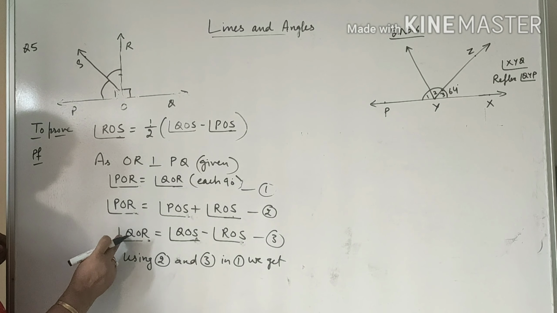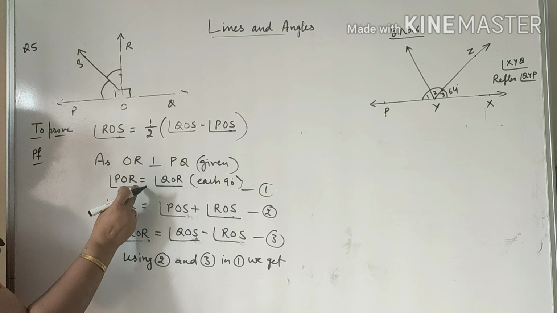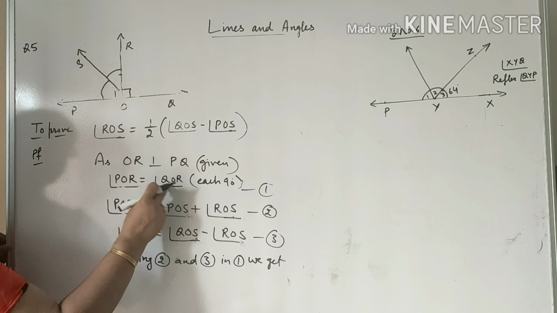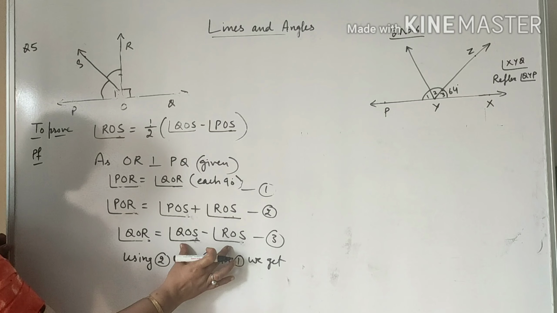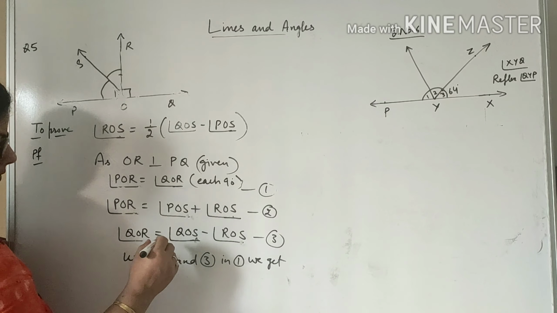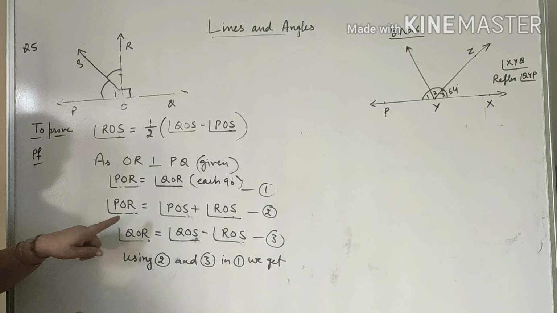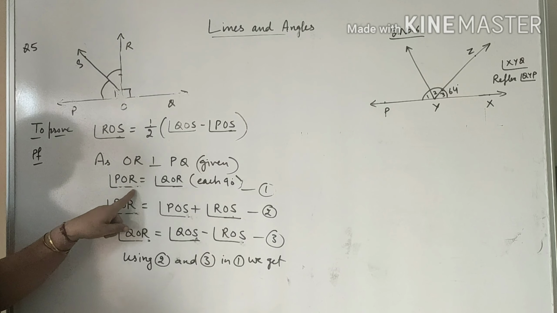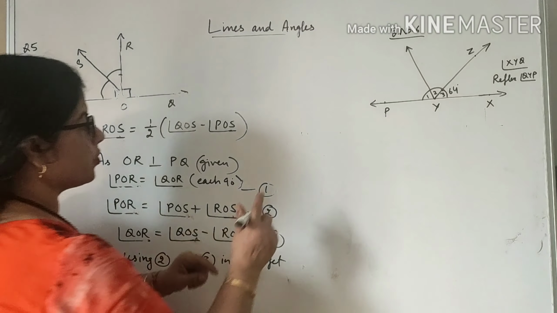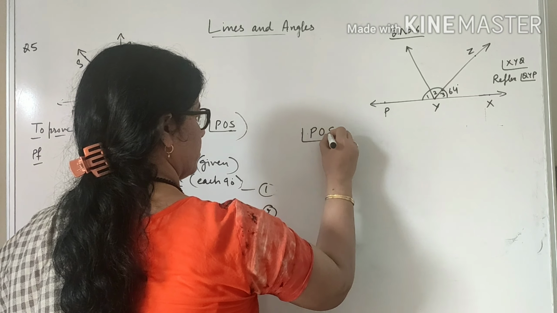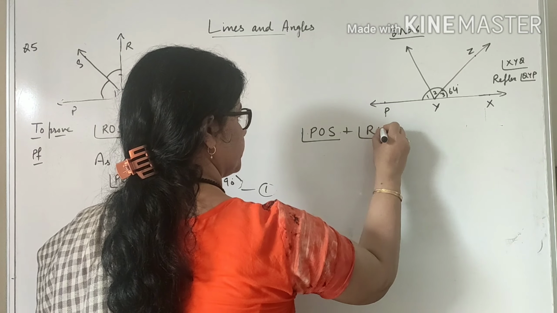So using second and third in first. What does the first equation say? That POR and QOR are equal, meaning this value and this value are equal. Which values? So I have written using second and third in first. On the left side, what is here? POR. In place of POR, we will write POS plus ROS.